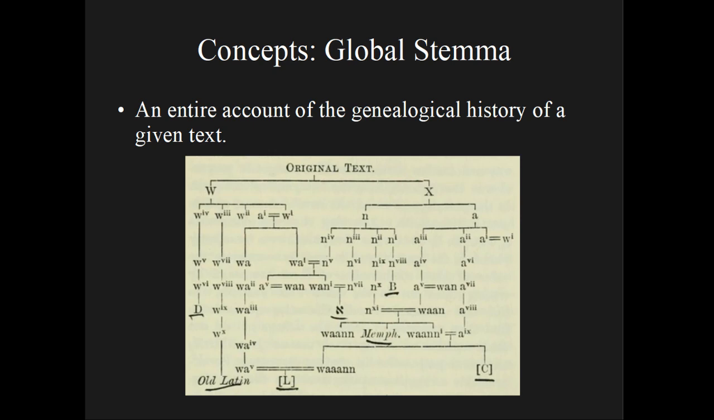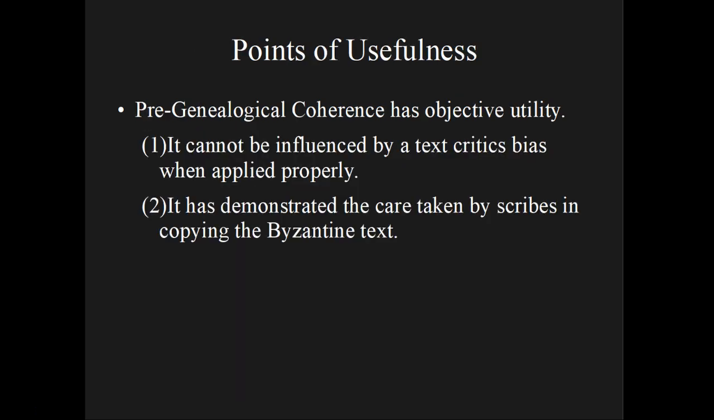Same with the local, or not the local stemma, but the substemma and genealogical coherence. And again, with the global stemma, it can help to supposedly point us towards the variants that we want to look at. But anyway, that's the coherence-based genealogical method.